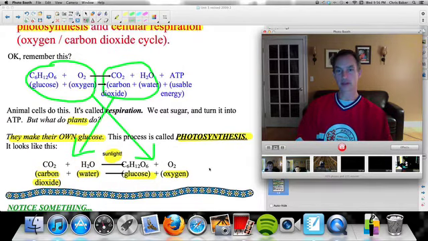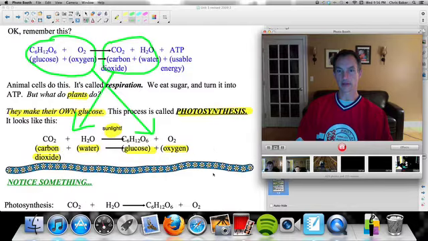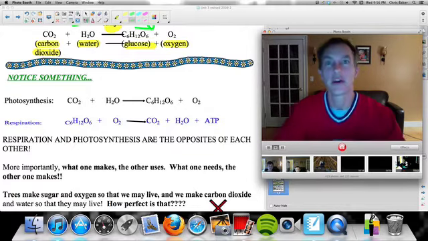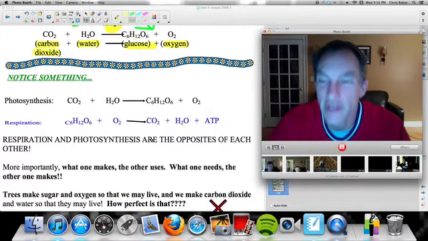And this is what's going to be said underneath the pretty little flowered line right here. Photosynthesis: carbon dioxide and water make glucose and oxygen. Respiration: glucose and oxygen make carbon dioxide and water, plus ATP. Respiration and photosynthesis, in other words, are the opposites of each other.